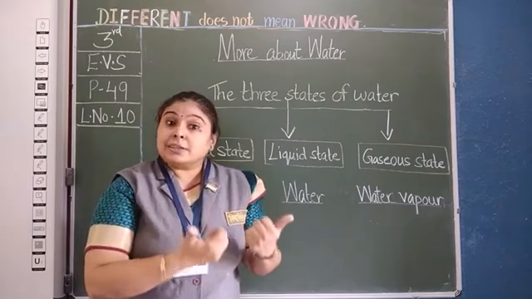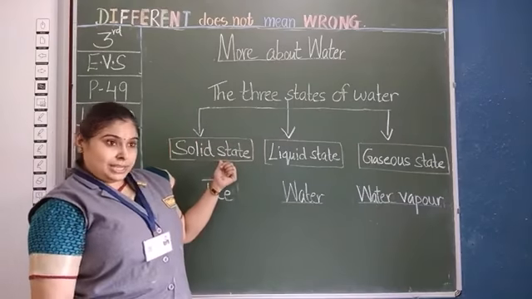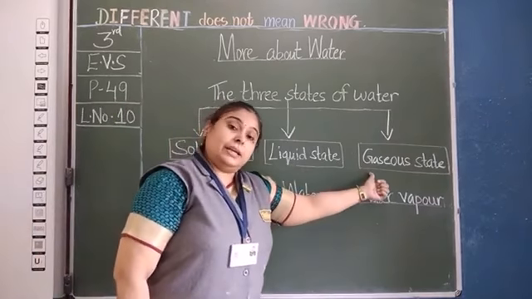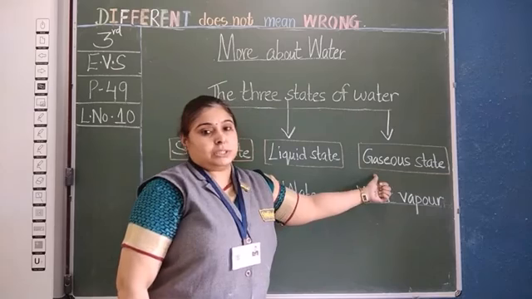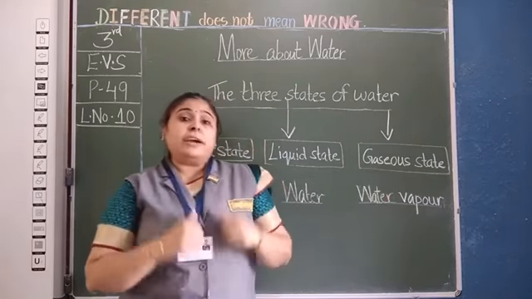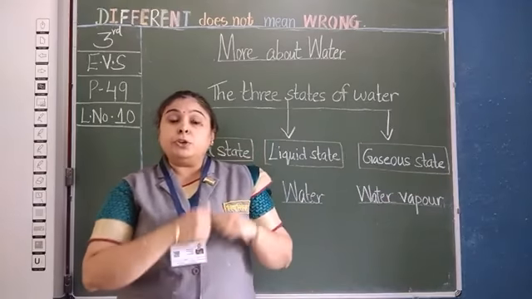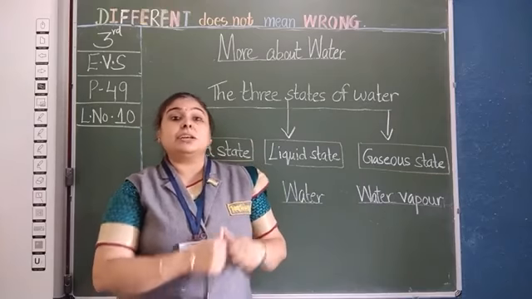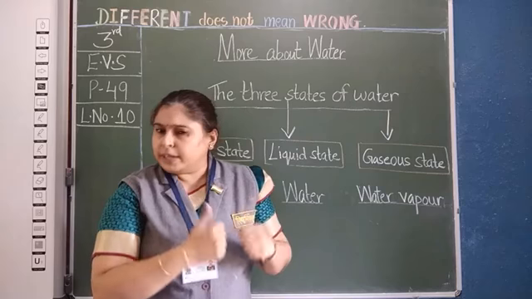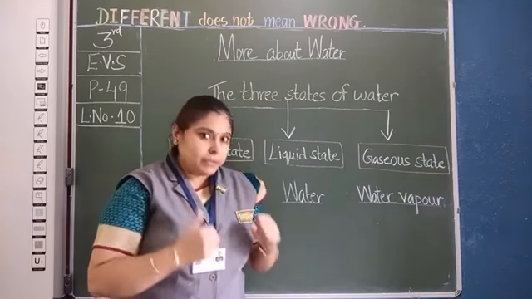Water has how many states? 3 states. Basically, it is solid state, liquid state and gaseous or gas. Those 3 states of water we are going to learn in today's period. Clear? We find water in liquid state. The water we use every day is in liquid state. Water in liquid state, or we can say form, is very important for all living beings.